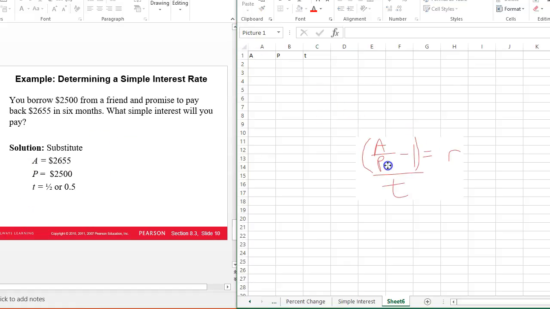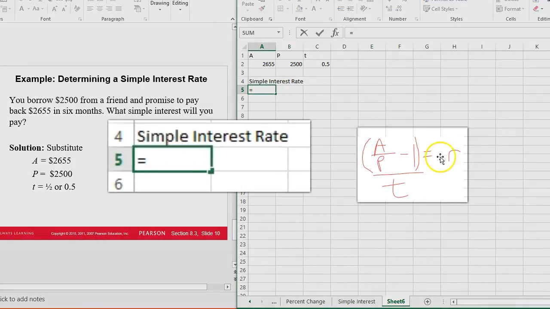So once again, there's my formula. I'm going to type in A is 2655, P is 2500, T is 1/2 or 0.5, and then down here, to find R, the simple interest rate that would take me from P to A in half a year, the rate is equal to parentheses, A divided by P, there's that, minus 1, close the parentheses, divide by T. Again, you click it when it comes to a variable.